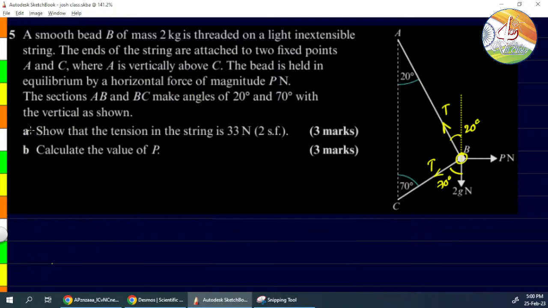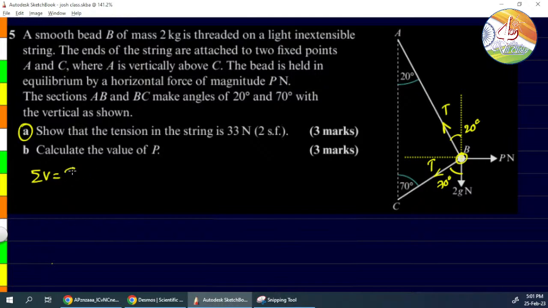So what are we supposed to find? A bit. Show that the tension in the strings is 33 newtons. So T we are supposed to find first. How to find T? Should we take sigma V or sigma H? If you take sigma H, then P will also come. P is unknown, T is also unknown, so we will get two unknowns. Is it possible to have a single unknown? If we take sigma vertical, P is horizontal, so it will not have any vertical component. So only one unknown, that is T, will be there. So it's better to take the vertical component.